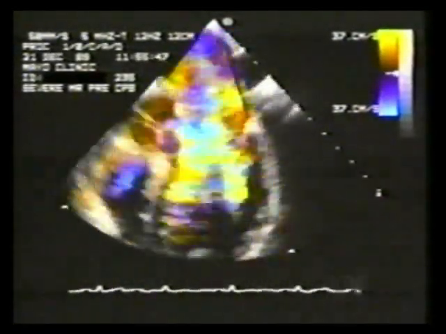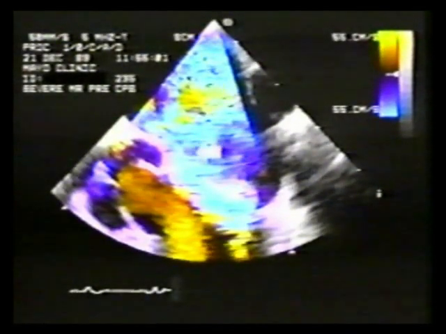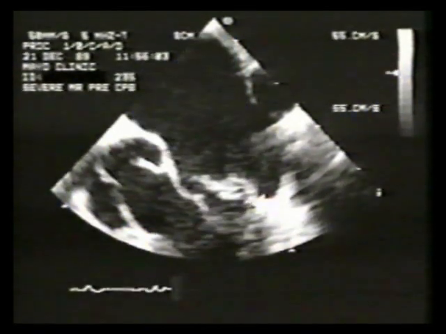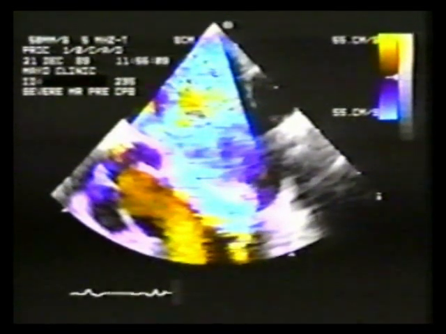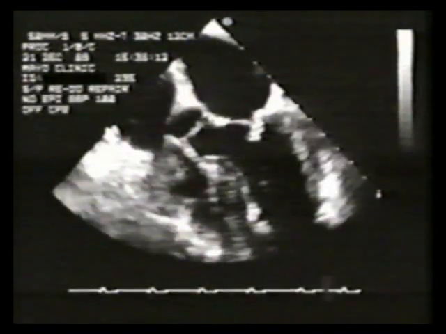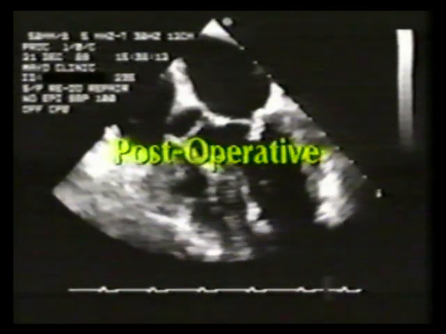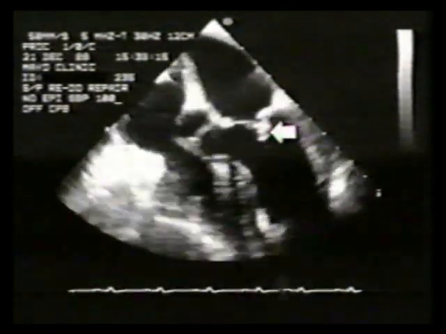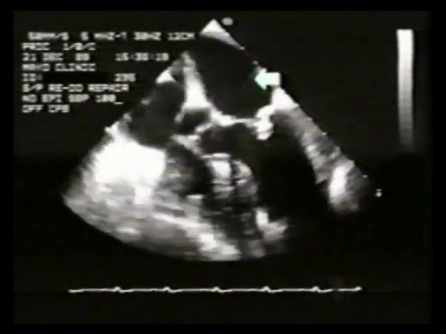Note that the regurgitant jet laminates along the posterior wall of the aorta, consistent with a posterior mitral valve leaflet prolapse. This clinical picture is consistent with a valve suitable for mitral valve repair as opposed to replacement. This is the intraoperative echo of the same patient following repair of the prolapsing posterior leaflet. Notice that the leaflet has been plicated and that there is adequate coaptation with the anterior leaflet.